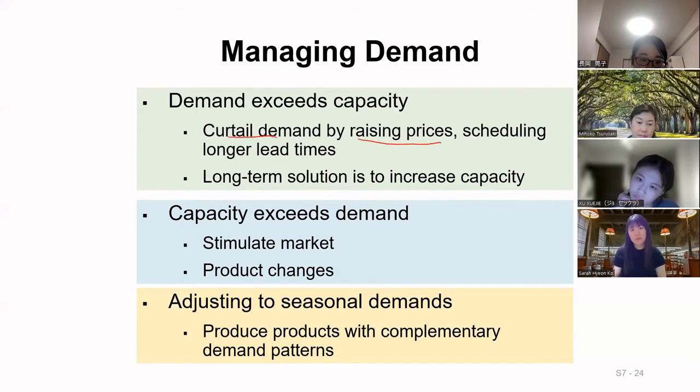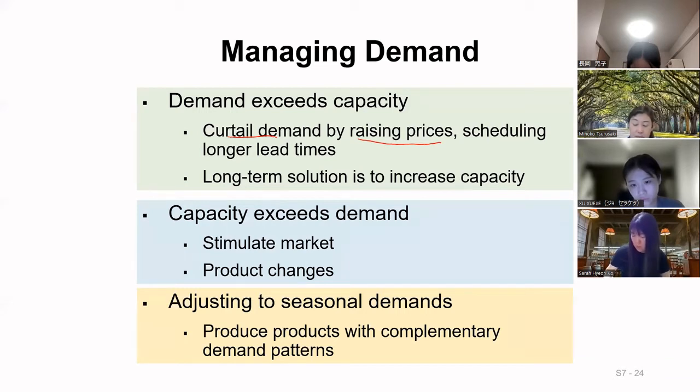You try to suppress demand by raising the price a little bit so that you can have your capacity to meet that volume. So you expect the demand to actually reduce a little bit. So this is playing with the demand.